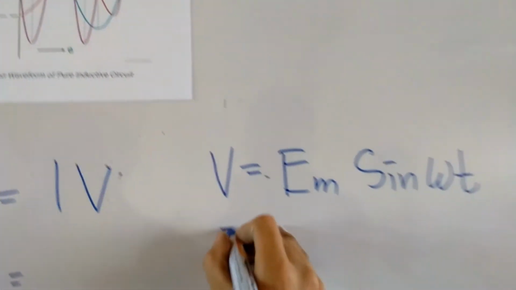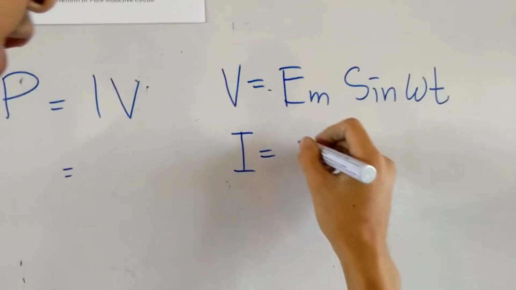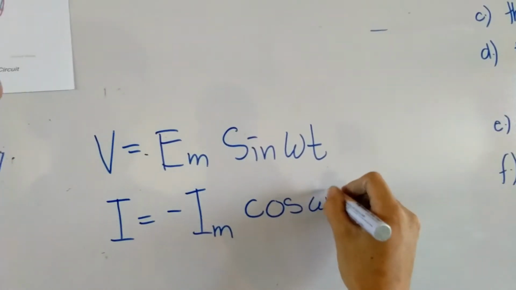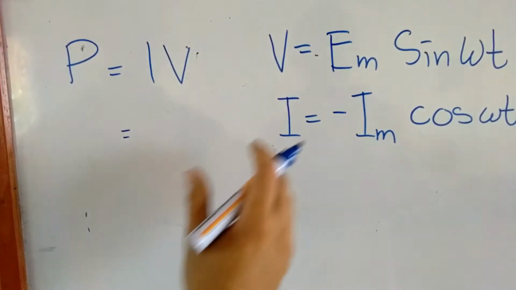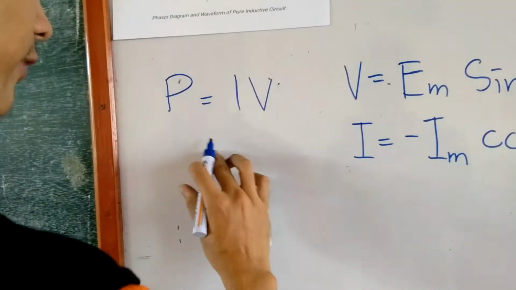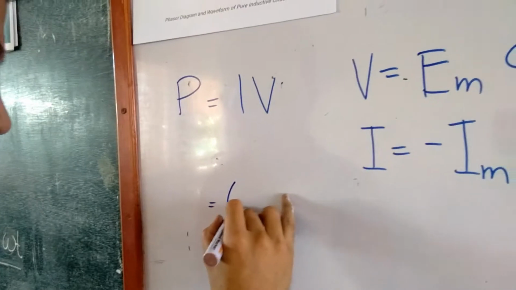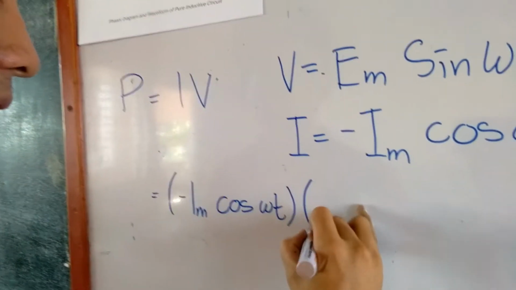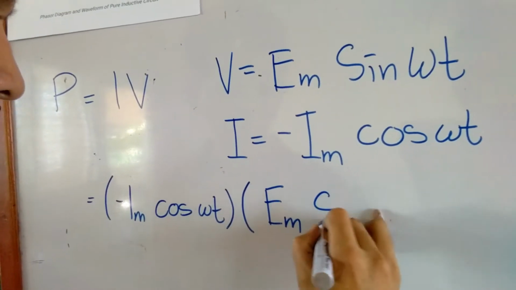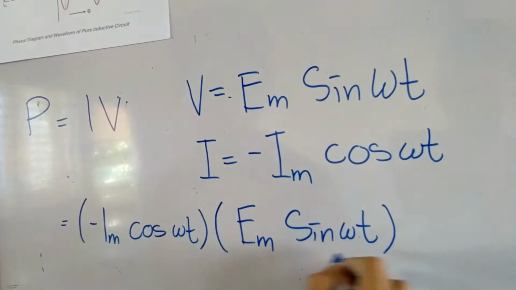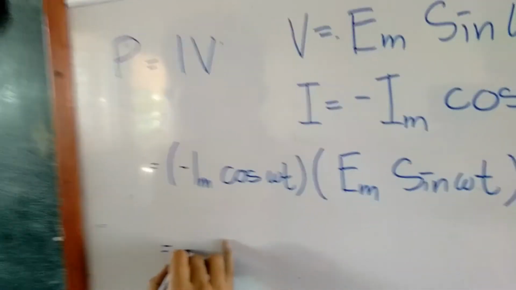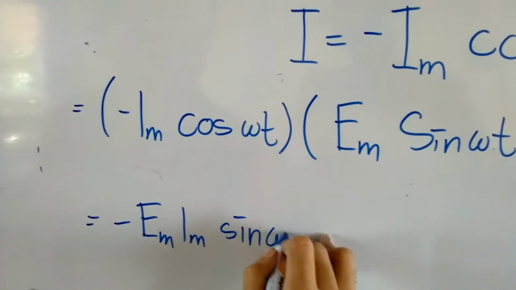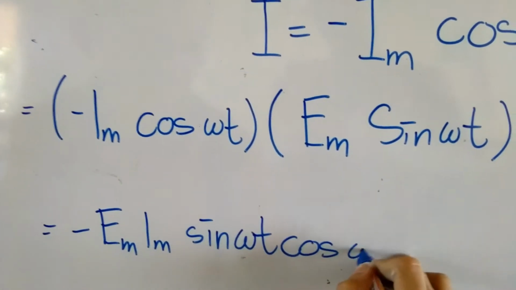So our current here would be equal to negative I_M cosine omega t. Now, let's plug in the values of V and I. We have negative I_M cosine omega t multiplied by E_M sine omega t, which will also be equal to negative E_M I_M sine omega t cosine omega t.